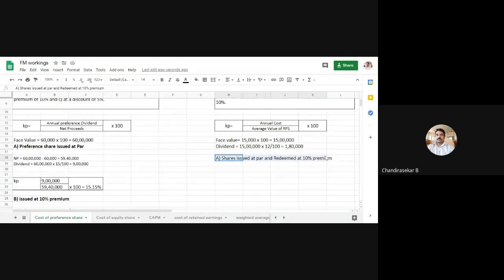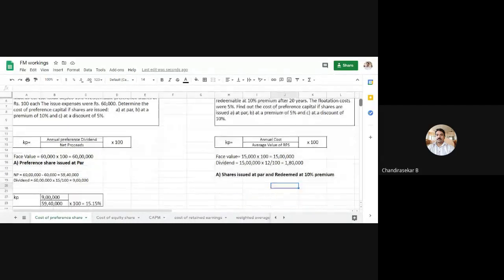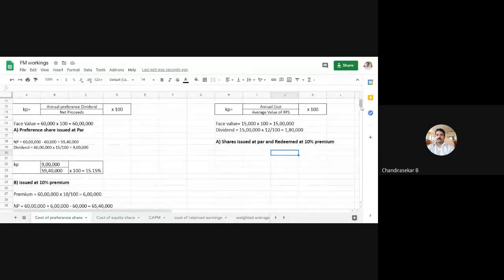The 10% premium on redemption will be applicable for all three options, whether issued at par, issued at premium, or issued at discount. So this 10% premium on redemption will be applicable in all cases. So now we are going to calculate annual cost.